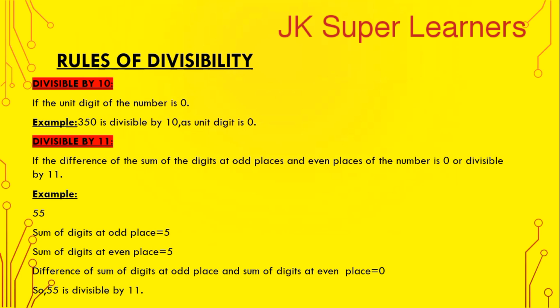So if we take the difference of sum of digits at odd place and sum of digits at even place, that is 5 minus 5 is equal to 0. So the difference of sum of digits at odd place and sum of digits at even place is equal to 0. Then that particular number is divisible by 11. So 55 is divisible by 11.